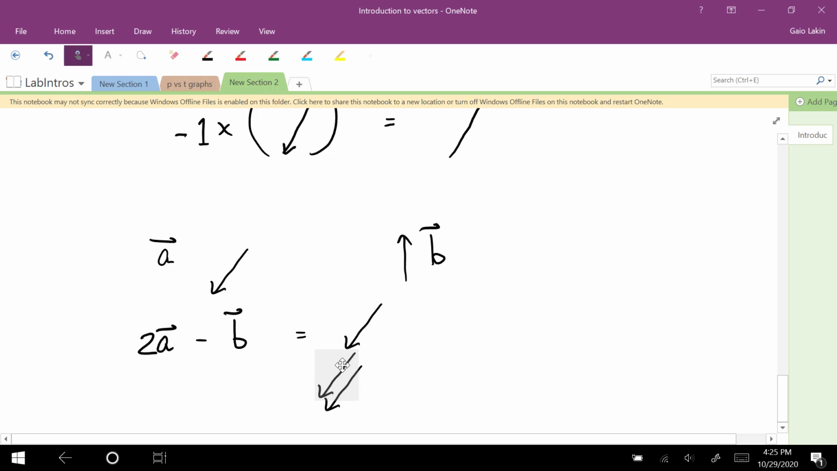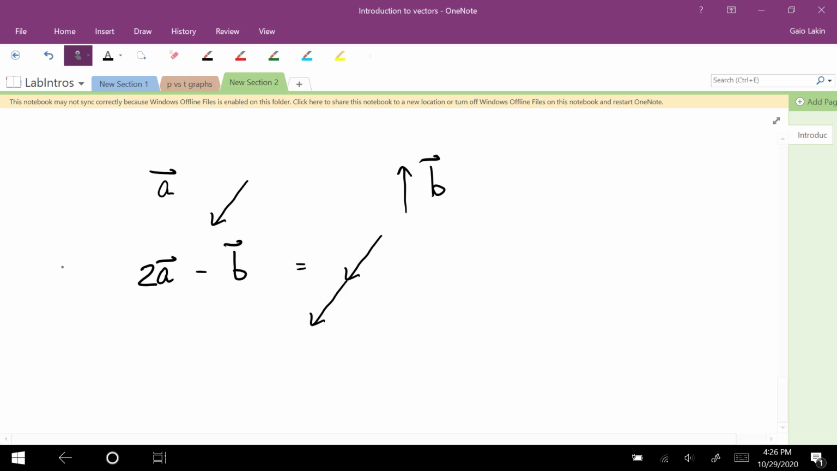Okay, so 2A is going to be like that. And then minus B is going to be the same length as B and in the opposite direction. So since B is straight up, negative B is going to be straight down. And so the resultant, the answer, goes from the start of the overall path to the end of the overall path.